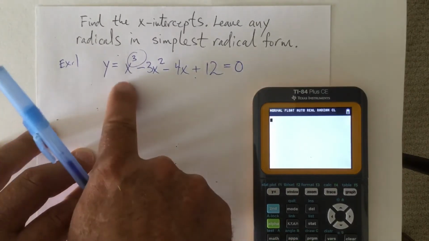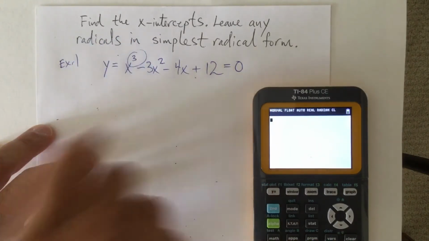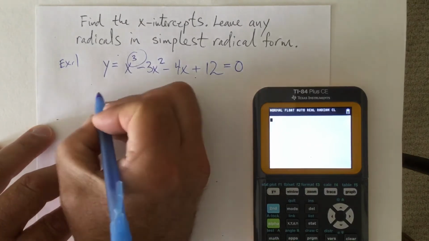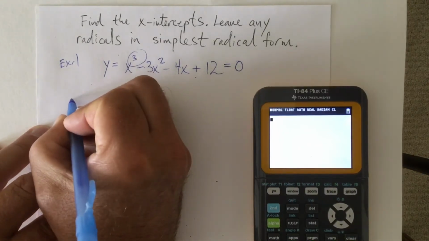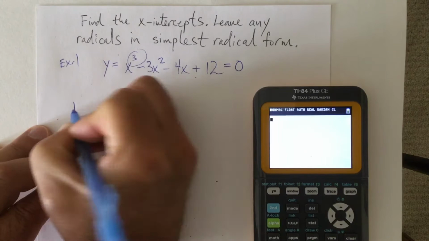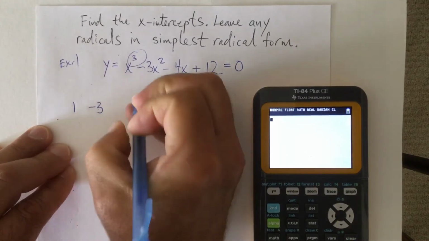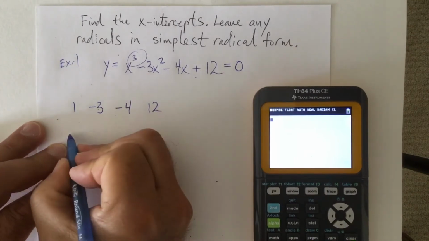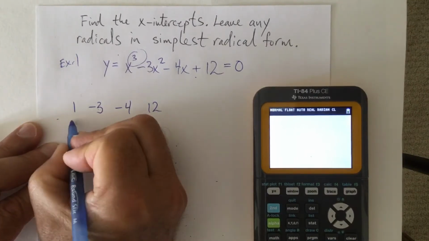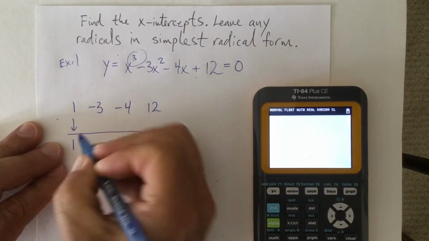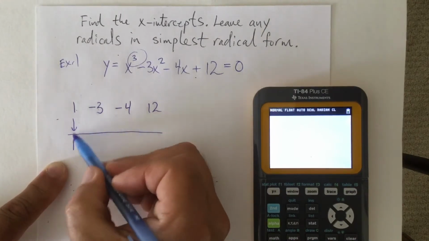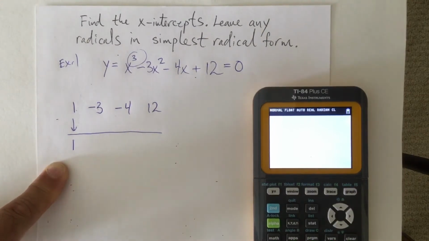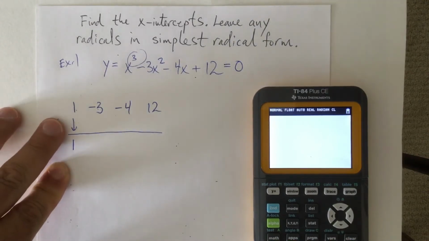Now, it's in descending order. All the stuff's the way I want it. So I'm going to write down here my coefficients: 1, -3, -4, +12. I'm going to draw my line and bring down the 1. By the way, this number is going to be a 1 on these practice problems, because I have to show you what happens when it's not a 1. That's not happening to you today.